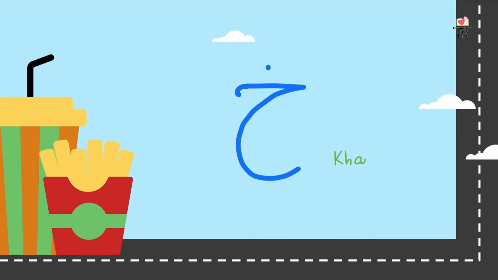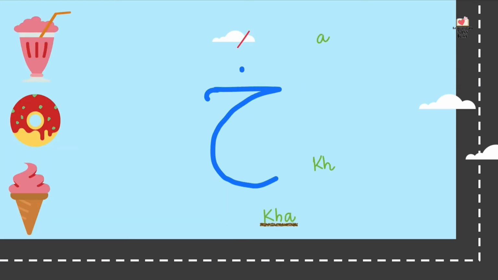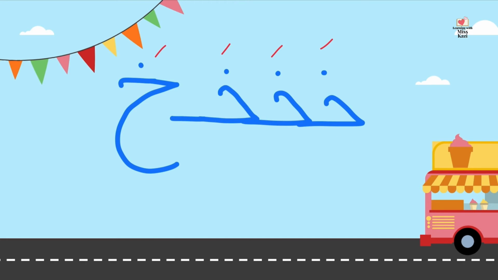Next, we have the letter kha. It has the dot on its head. So remember, no dot, letter ha. Dot in its belly, Jeem. Dot on its head, kha. Kha with a fatha makes the kha sound. Kha, kha, kha, kha.